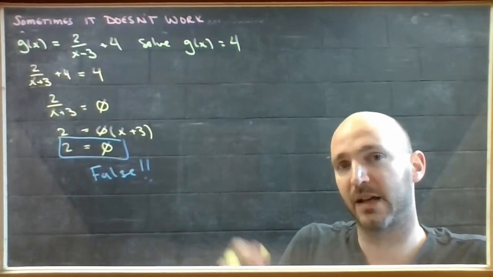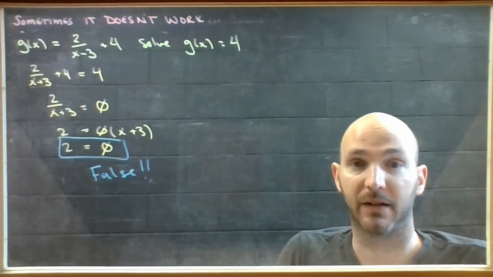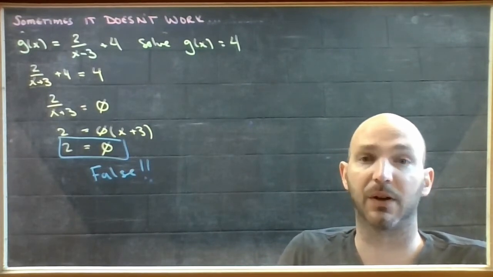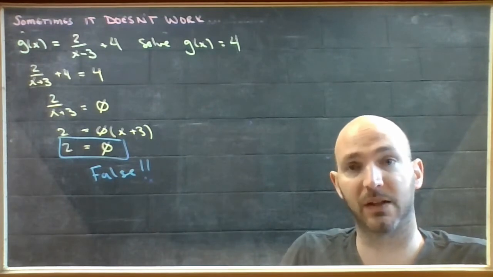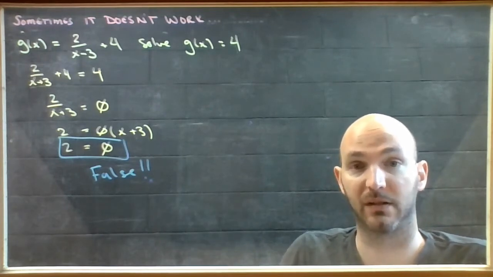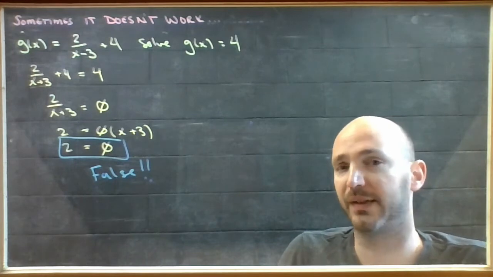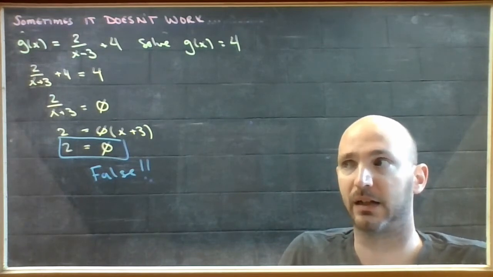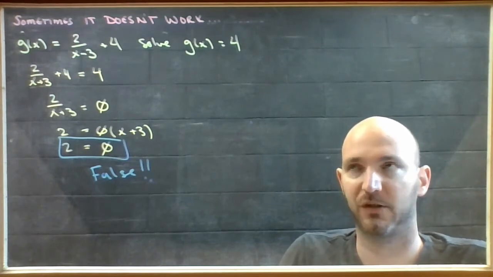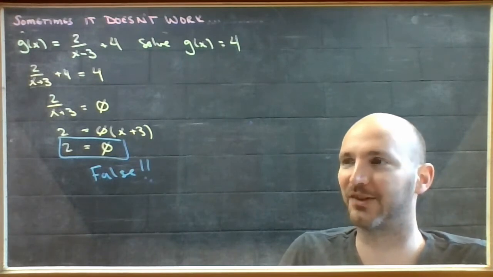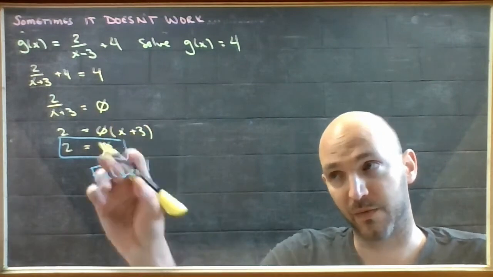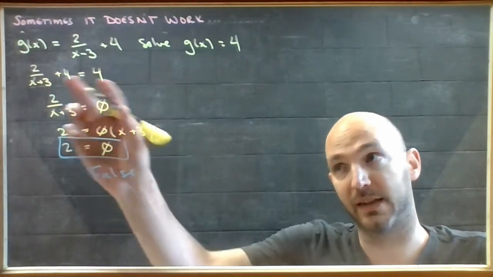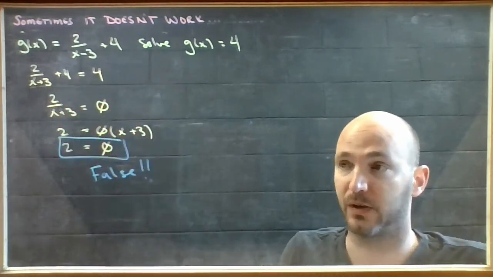So in the last example, I had a domain error, right? Like I tried to shove a number into a square root that was forbidden. And here, I ended up with something that was flat out factually untrue, right? 2 isn't the same as nothing. That doesn't need any further explanation. But if this happens to you, the algebra is telling you that this function can't equal 4.